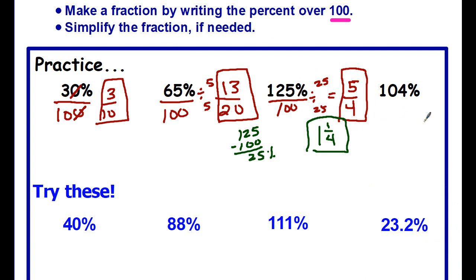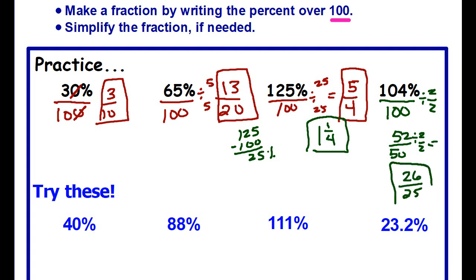104%. You can do this the same way. I'm actually going to go ahead and just leave it improper. Put it over 100 and simplify. I'm going to divide both by 2, which I'm going to run out of room here, but I'm going to get 52 over 50, divide by 2 again, and it's going to give me 26 over 25, and that is as simplified as you can get.